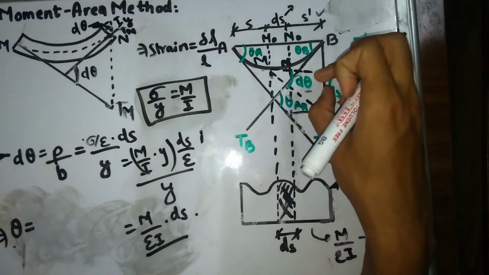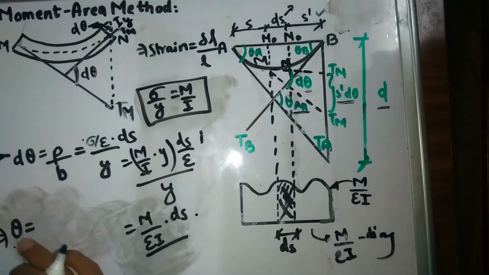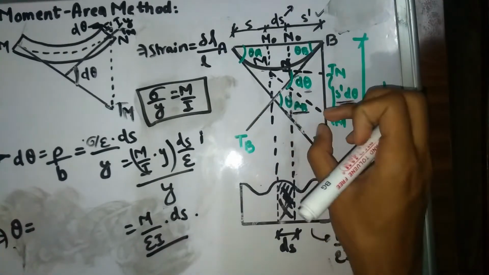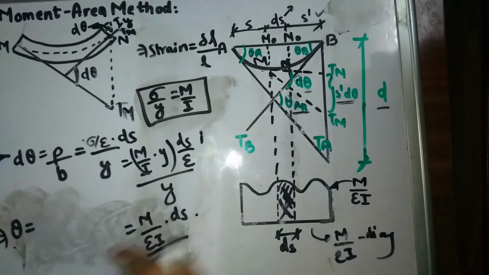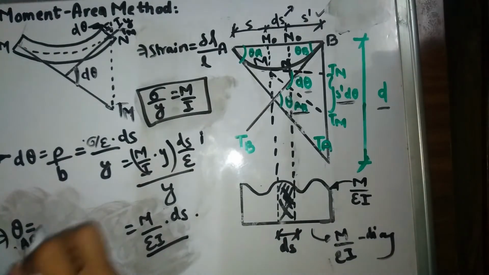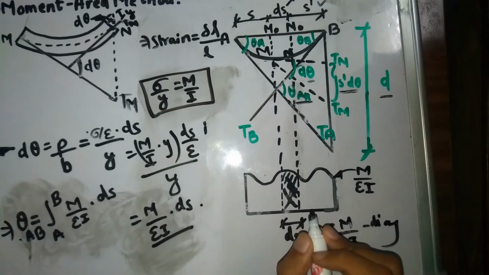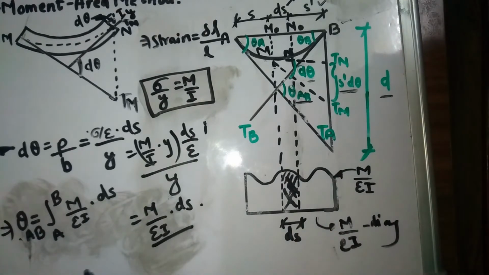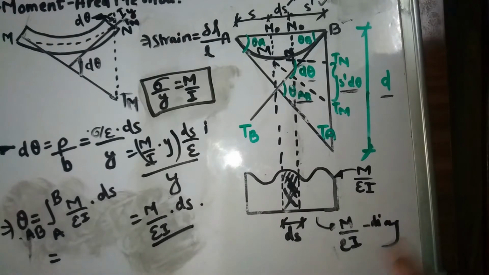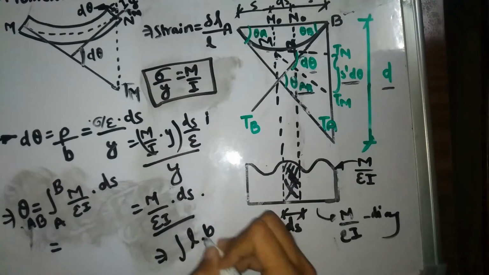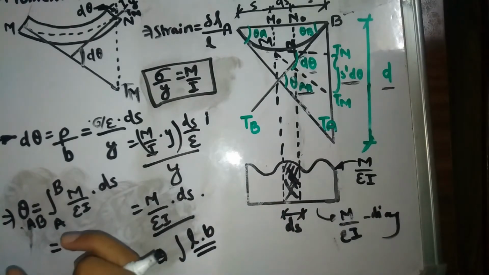If we were to integrate this d theta from A to B, we are going to get our total theta, which is going to be our theta AB. So integrating this equation from A to B, we're going to get the integral of M by EI dot ds. As we have learned from our integration, this is going to give us our area. This resembles length times breadth, and this is resembling our ds.